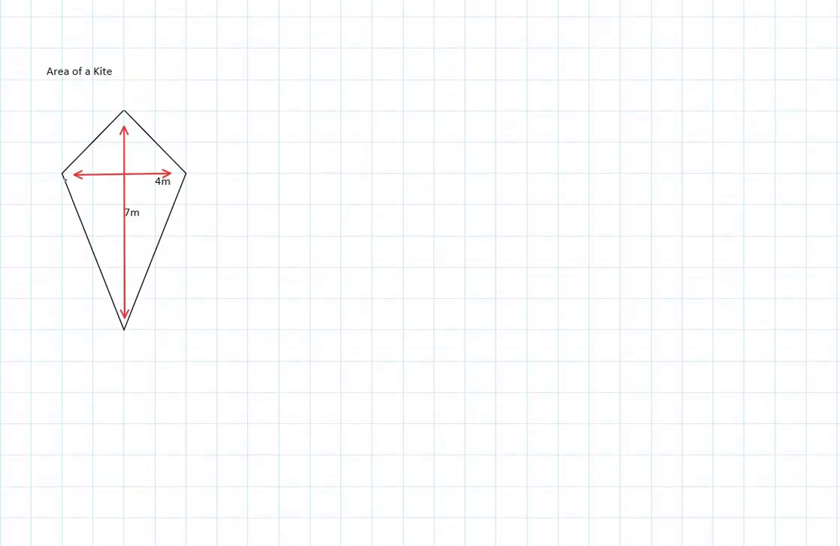A kite is any shape where you've got your adjacent sides the same length. So these two top sides are the same length and the two bottom sides are the same length. Okay, you can also have a kite that looks like that, where imagine it's symmetrical and not really badly drawn, where these two are the same and the top two are the same. So you can have different looking kites. And it's the same formula as a rhombus, half of diagonal 1 times diagonal 2.